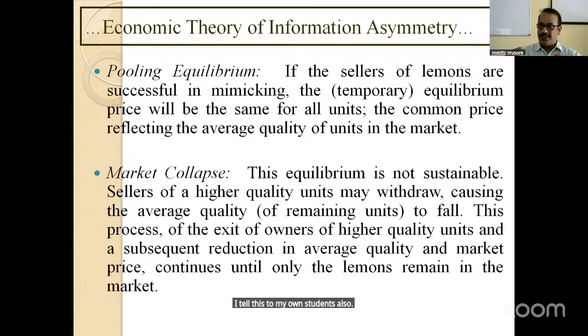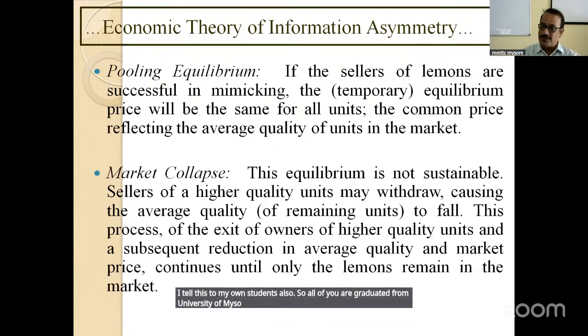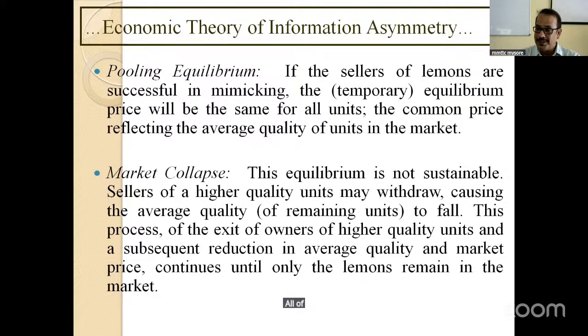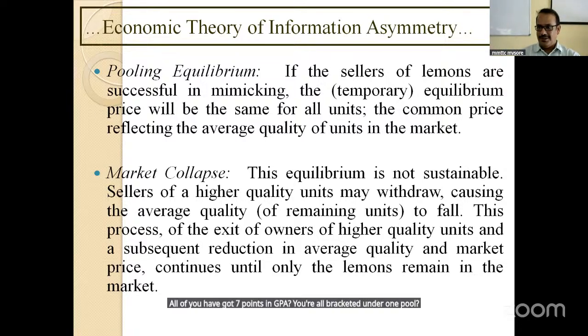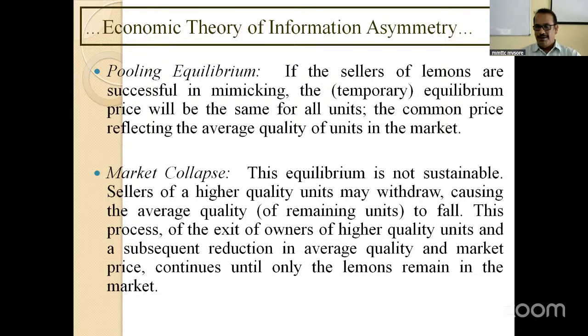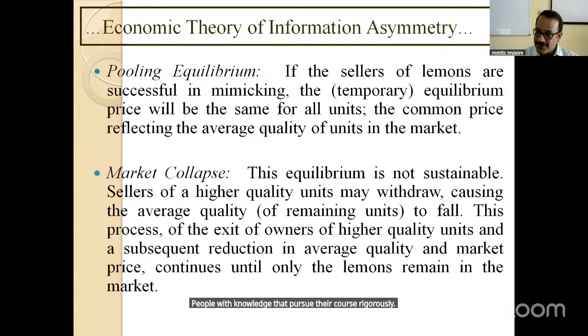So all of you are graduates of the University of Mysore. All are MBA students. All of you have got a 7 point CGPA. You're all bracketed under one pool. But there are some excellent ones there. There are lemons. People with knowledge who pursue their course rigorously and have the required skills have to give credible signals in the employment market. They will give them. Lemons will be weeded out.